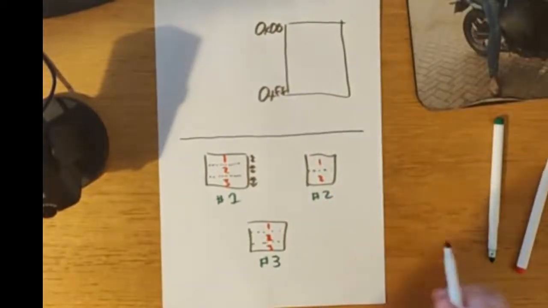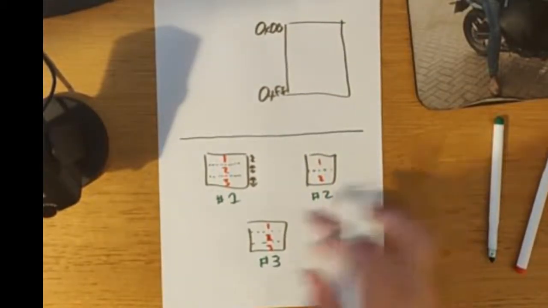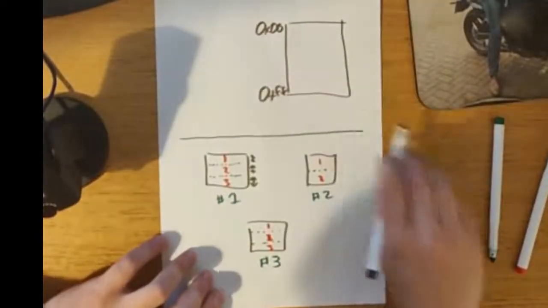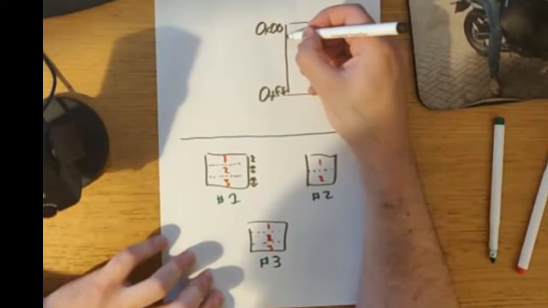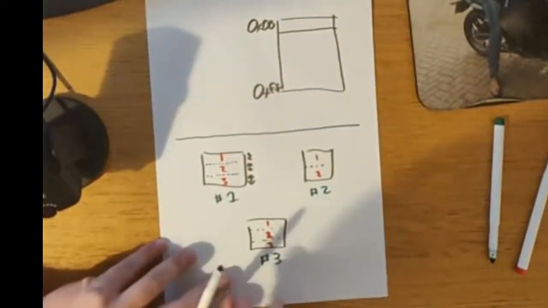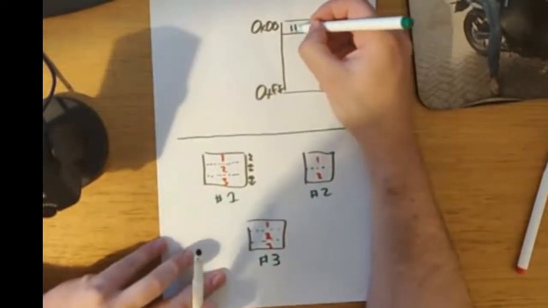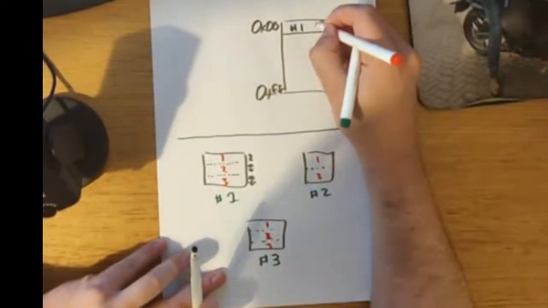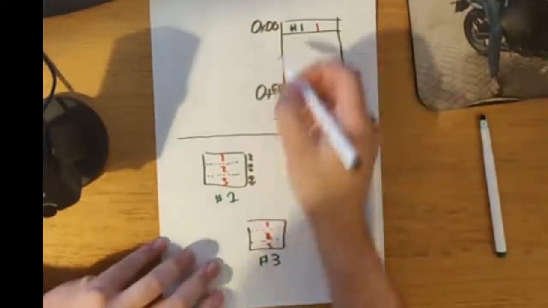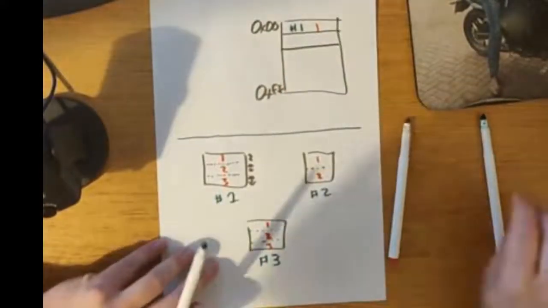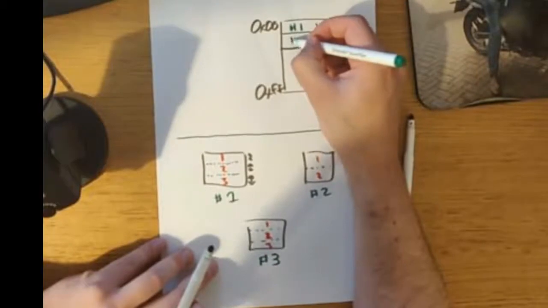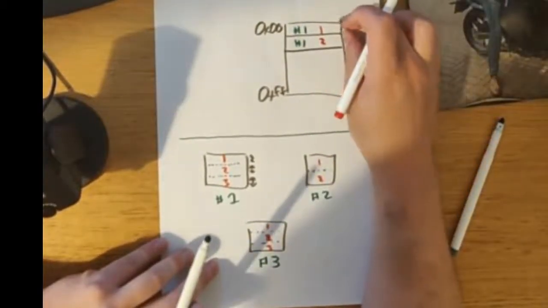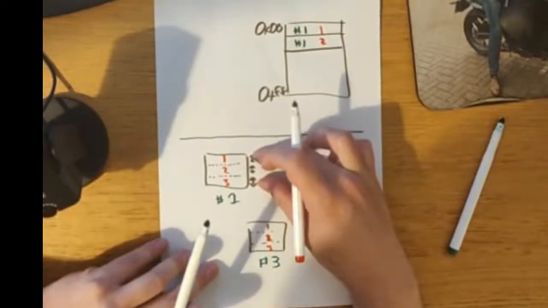So let's say I'm going to load program number one into memory. Program number one, chunk one, gets loaded there. Program number one, chunk two, gets loaded here. Remember, these are pages. These individual splits of the program are called pages.